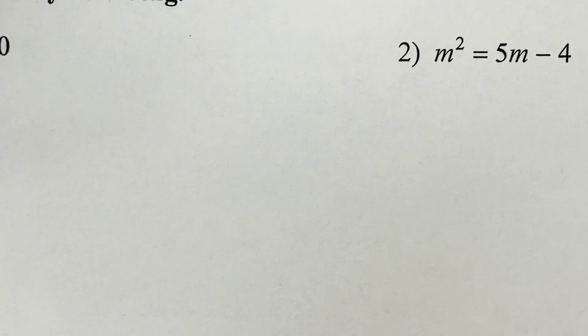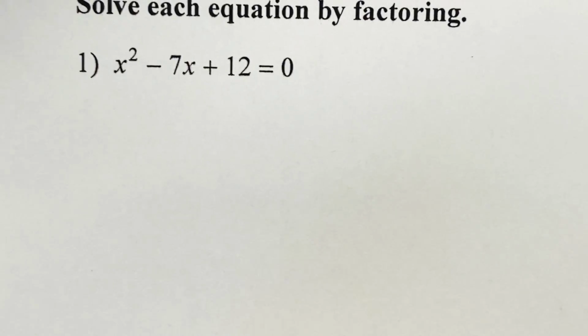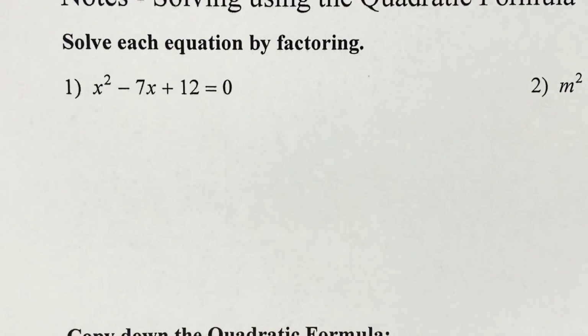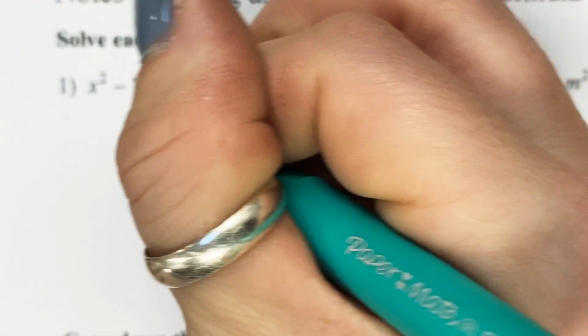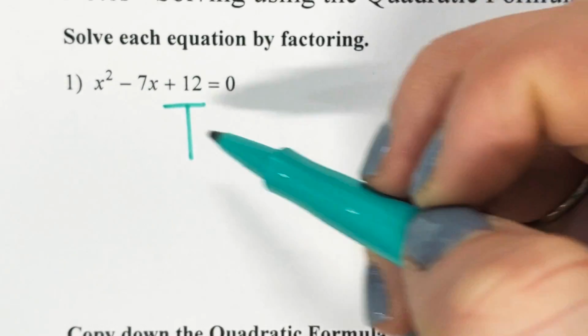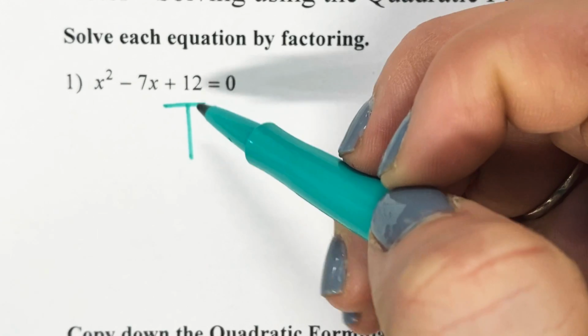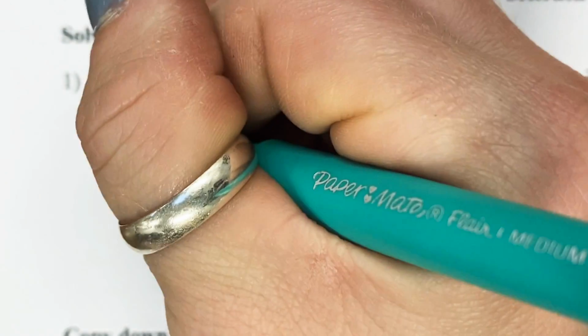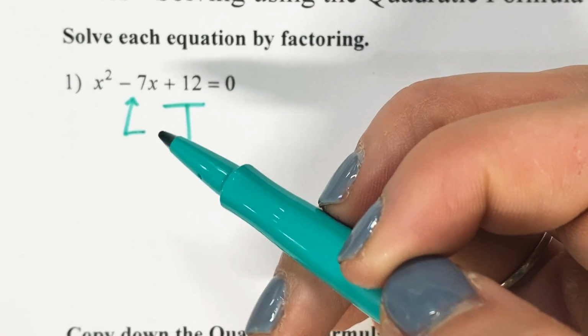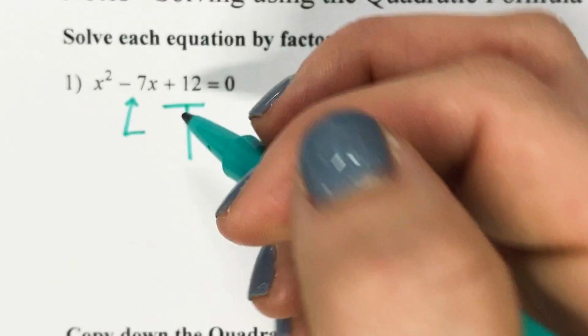Okay, so if we solve number 1 by factoring, that means we need to look at number 12 first. We need to look at our C coefficient. Okay, so if we're looking at number 12 first, I need to ask myself what two numbers multiply to give me a positive 12, but are going to add to that middle term of negative 7. Okay, so what two numbers? Well, let's try just a few.